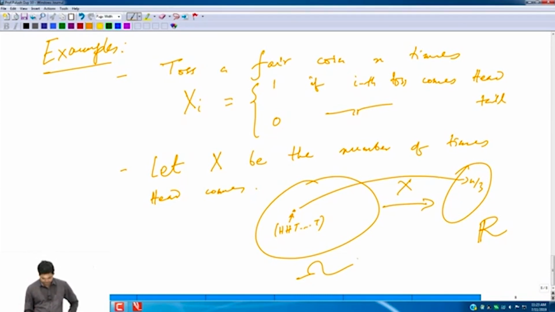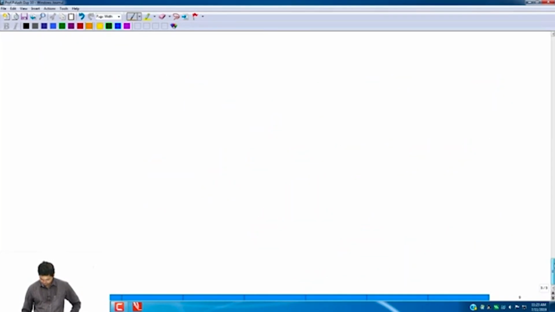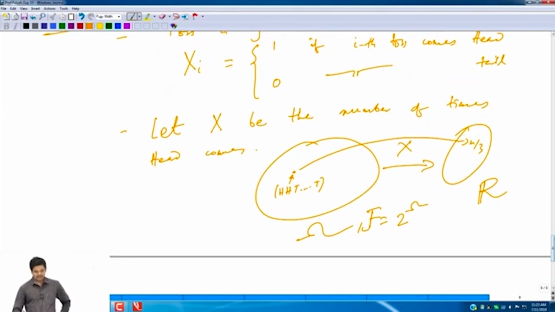And F, because it is a finite set, we define it to be 2 to the omega, and now it is sort of obvious that if I take any interval in the real numbers, its pre-image has to belong to F, because it's a subset of omega, and every subset of omega is in F. So it's a valid random variable.